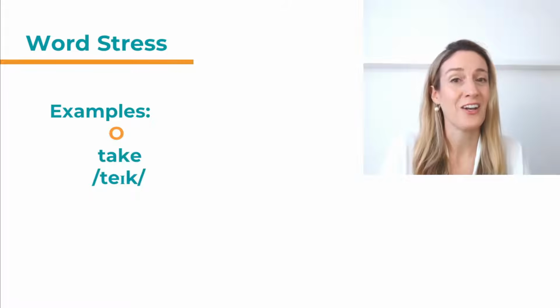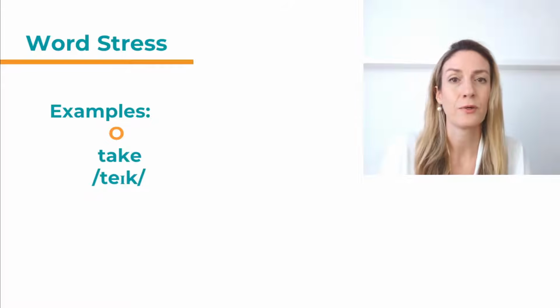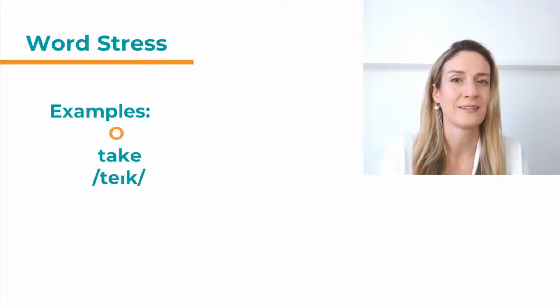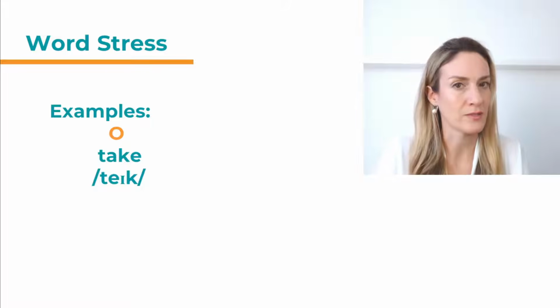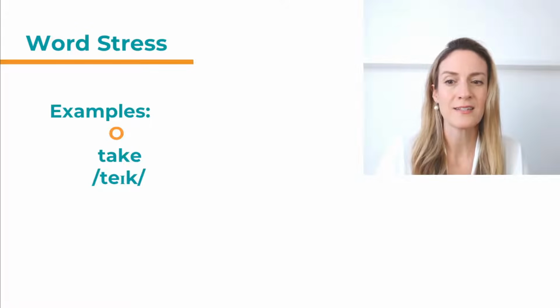And here is another example of a 1 syllable word. This time it's a verb, and we have the verb take. Take. Again, here there's only 1 vowel sound. Remember, we're talking sounds, not letters. So yes, in the spelling we have an A and an E, but we're going by sounds.